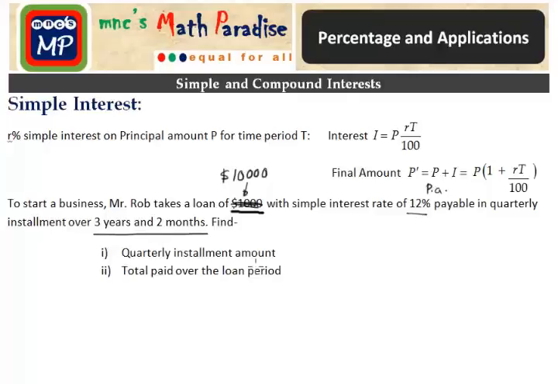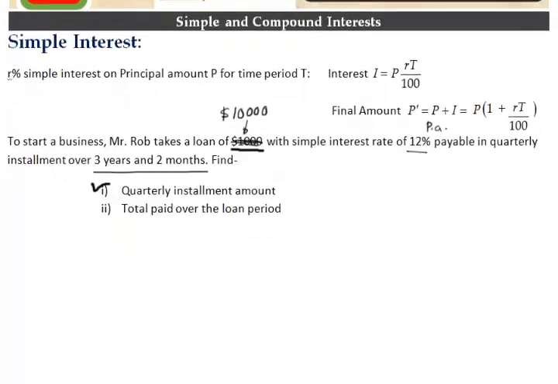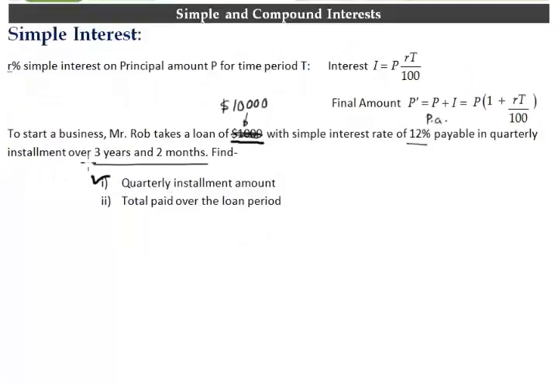Find the quarterly installment amount. So we need to first find the quarterly installment amount. To find the quarterly installment amount, we need to find two things. An installment will have two things. One is the principal amount, how much principal he is paying in every installment, plus interest, how much quarterly interest he is paying as part of this installment. So he took the loan of $10,000, and will be paying in 3 years and 2 months time. So how many quarters will there be?